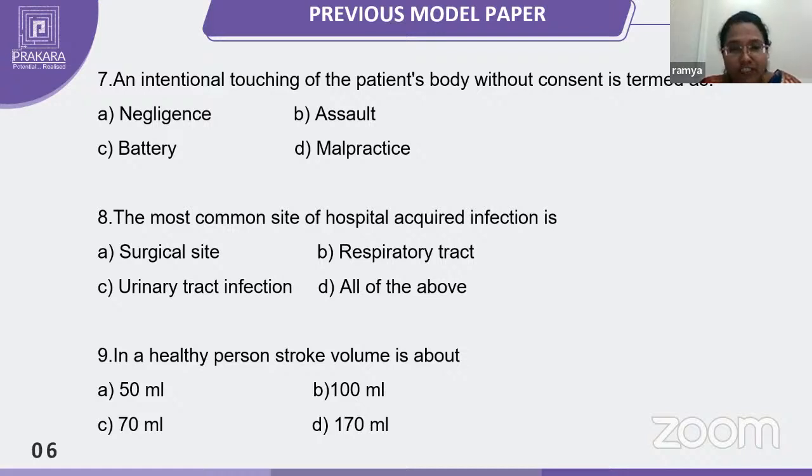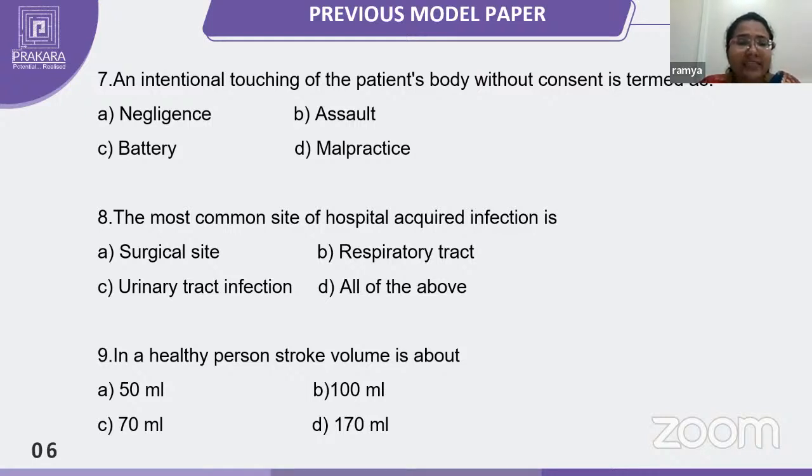Coming to the eighth question, what are the most common sites of hospital-acquired infections, or nosocomial infections? At that time, what will be the answer? They have given options as A, surgical site, B, respiratory tract, C, urinary tract infections, and D, all the above. These hospital-acquired infections can be caused at any part due to negligence of the staff. So it can affect the surgical site, respiratory tract, or urinary tract. So the answer will be option D, all the above.